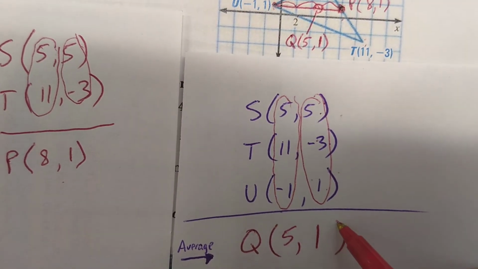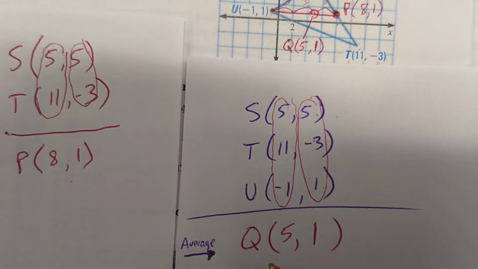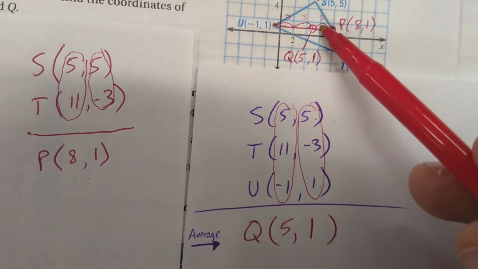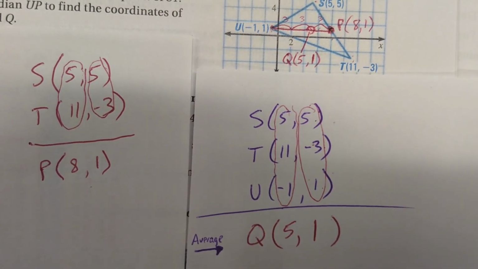So that's a little bit of a quicker way, and it works all the time. I would suggest using this to find the centroid, regardless of whether you can use a 2/3 rule or not.